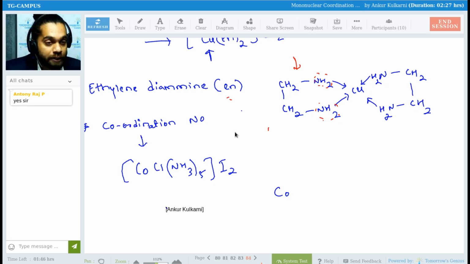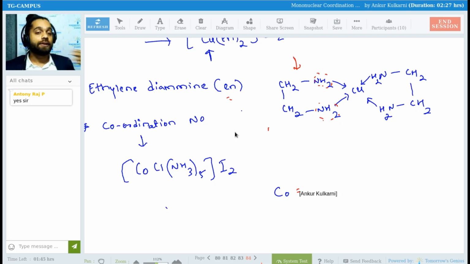Is it clear? So over here, tell me what will be the coordination number of cobalt? All of them are unidentate or monodentate ligands. What will be the coordination number?